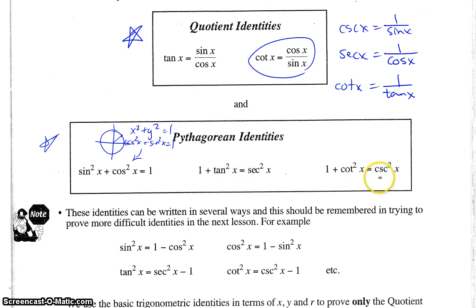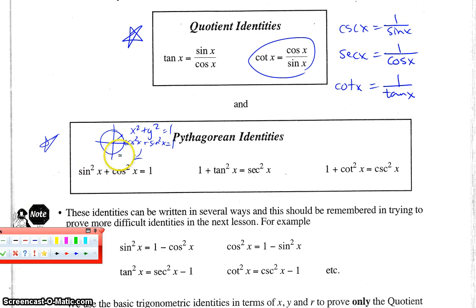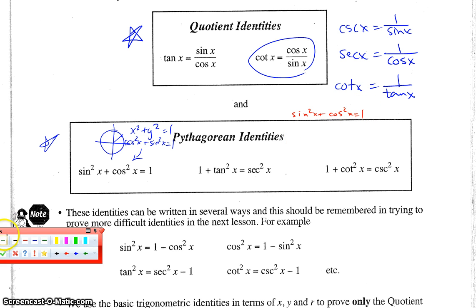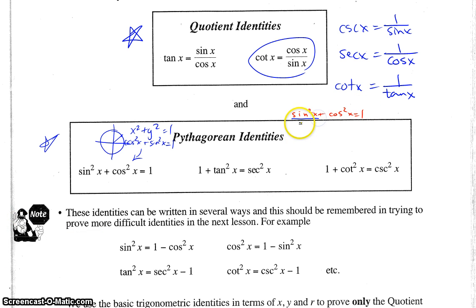These other two can be developed by dividing this equation. Let me just show you that. If we divide this equation, I'll write it over here, let's say we take sine squared x plus cos squared x equals 1, the version they gave us. If we divided that by, let's say, cos squared x.